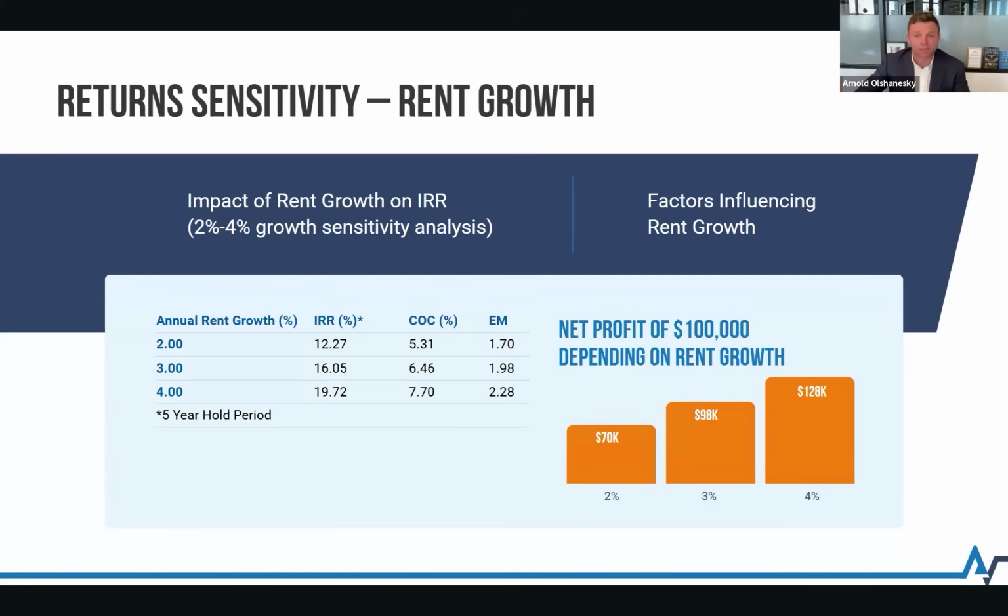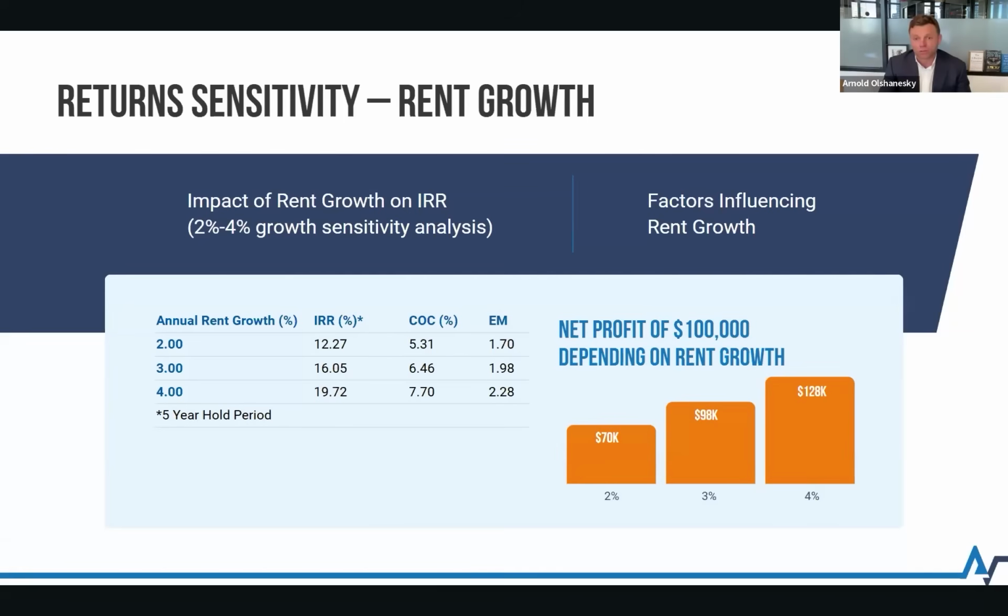And if that 4% becomes 2%, if you take a look, that 128 now becomes 70,000. That's almost a $60,000 difference, right? And if you take a look at some of these IRR numbers, at 4%, we're almost at 20%, but then at 3%, we're at 16, at 2%, we're at 12. So the point that I'm trying to make is that people can make deals look fantastic, depending on the assumptions that they are putting in their performance.